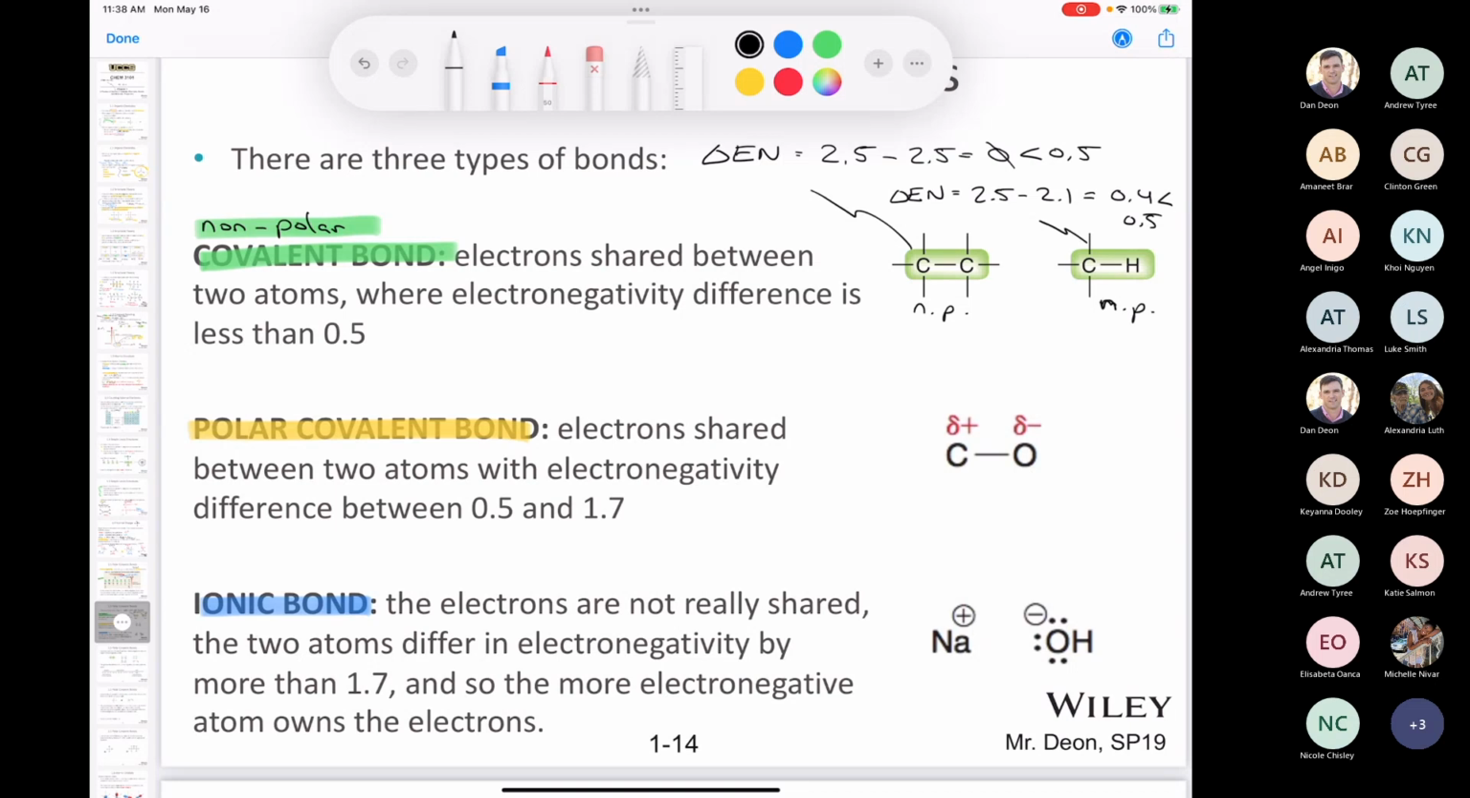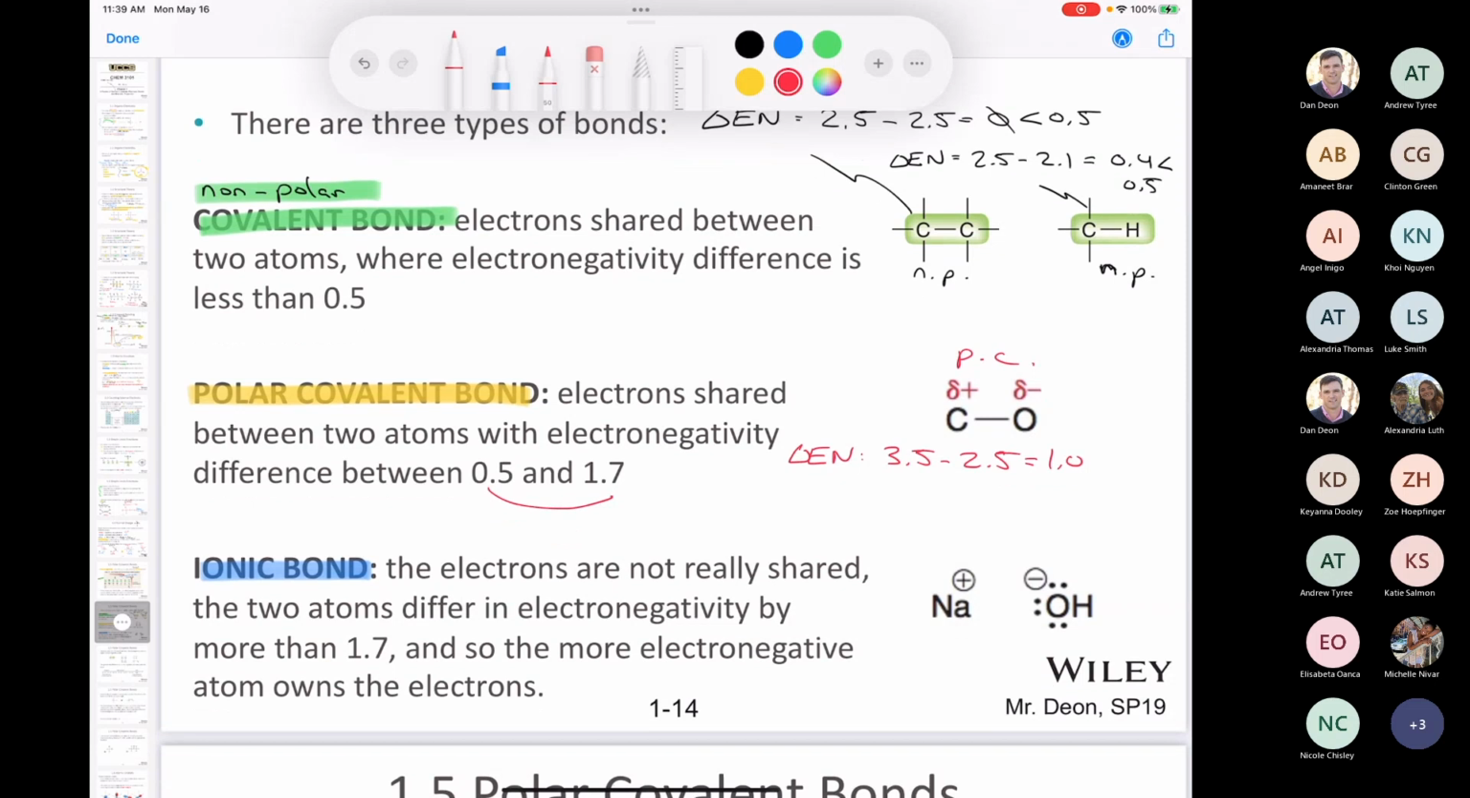For a polar covalent bond, we see a lot of carbon-oxygen bonds in organic chemistry. If the difference in electronegativity falls between 0.5 and 1.7, it's considered polar. So let's try this one here. You got delta EN, oxygen was 3.5, carbon was 2.5, so that gives you 1.0, and that falls within this range. Therefore, this is a polar covalent bond.